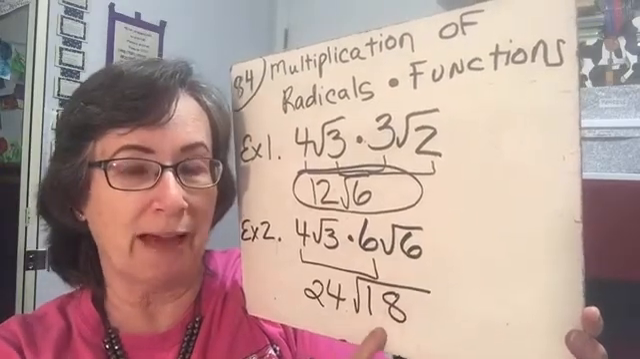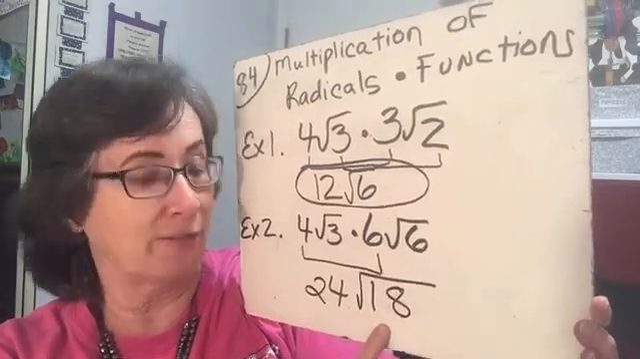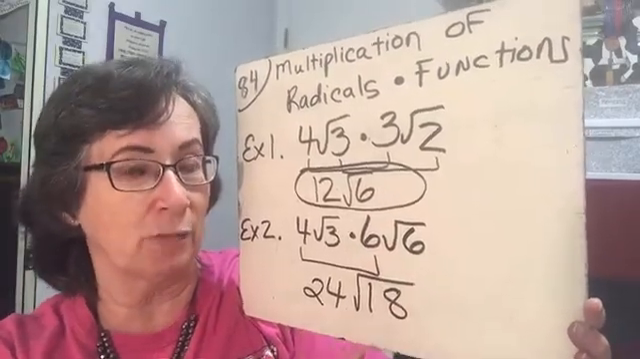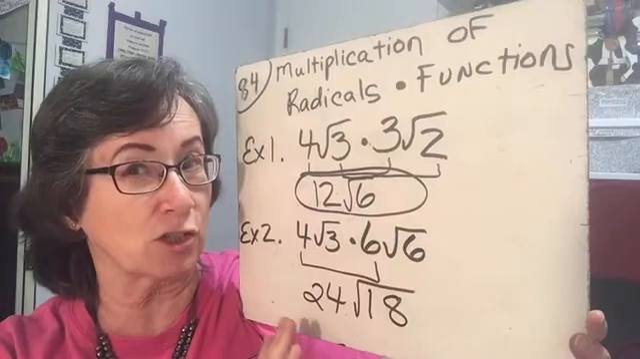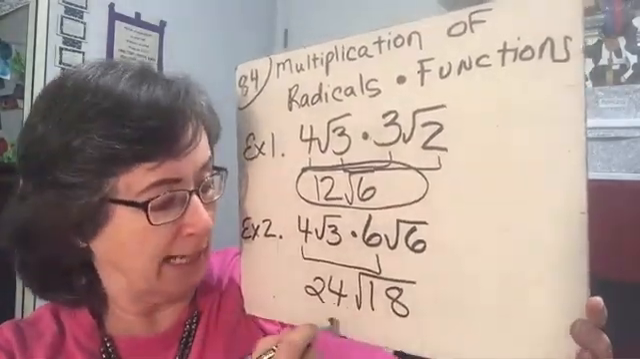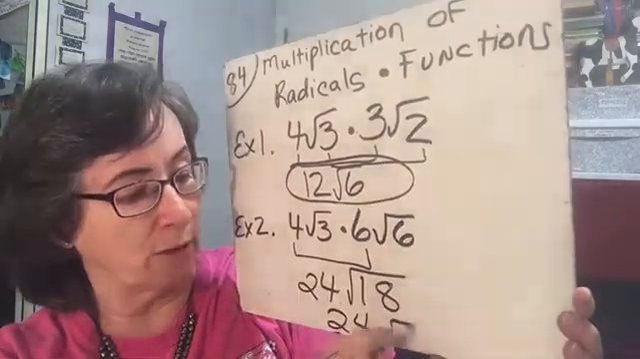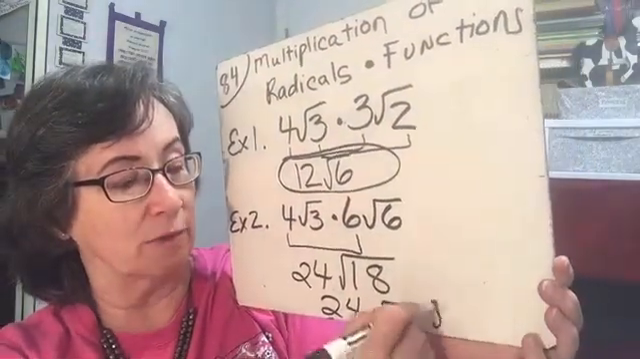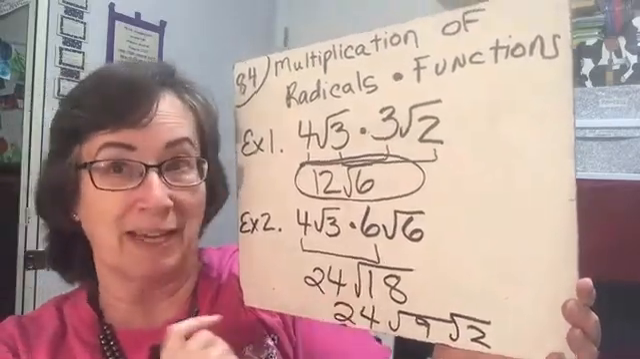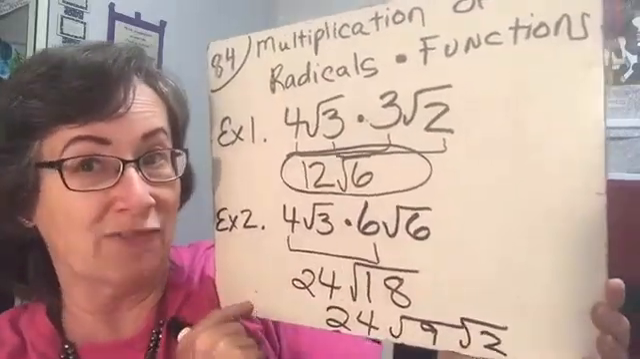Could we pull out a perfect square out of 18? So anytime we're going to break it down, we always want to be able to find a perfect square if this is a square root. What if we take 24 square root of 9 square root of 2? Since square root of 9 times square root of 2 equals square root of 18, that is fine, isn't it?